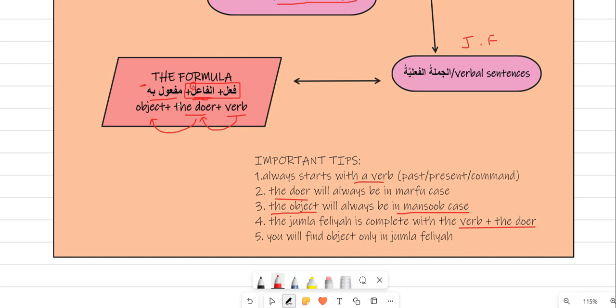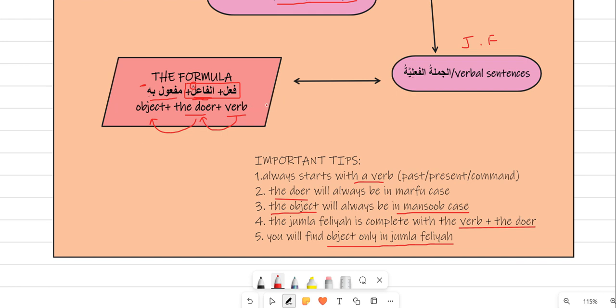As we did in jumla ismiya, sifa may come, may not come. So you need not look for the object every time you see a jumla feliyah. If you have your verb and doer, that means your jumla feliyah is complete. You will find object only in jumla feliyah and no other sentences. You will not find object in jumla ismiya. So this is all about the jumla feliyah.